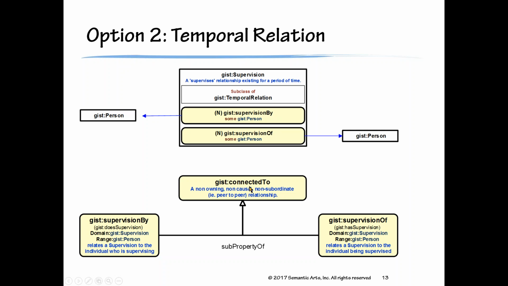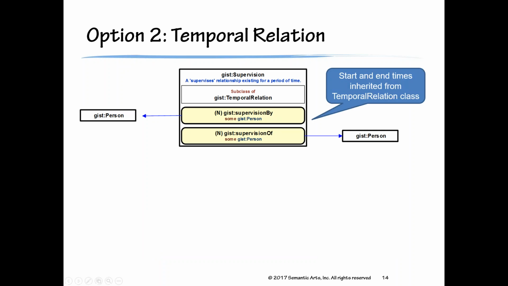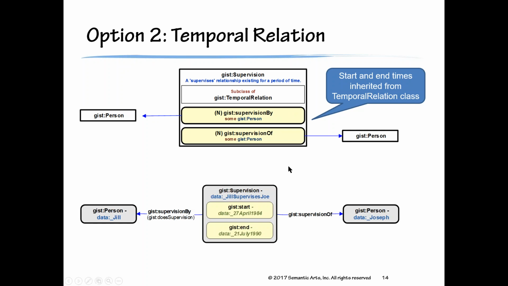And also, given that the definition of temporal relation always says there has to be two things connected, these things then become subproperties of just connected to. This is a generic property in GIST. Now, what's interesting here is because we have this as a subclass of temporal relationship, I didn't indicate the dates here, but the start and end times are inherited from the temporal relation class. So here's what it looks like. You have the supervision, which is Jill supervising Joe from the 27th of April 1984 to the 21st of July 1990. And then you point out from this temporal relation object supervision by Jill and supervision of the person.